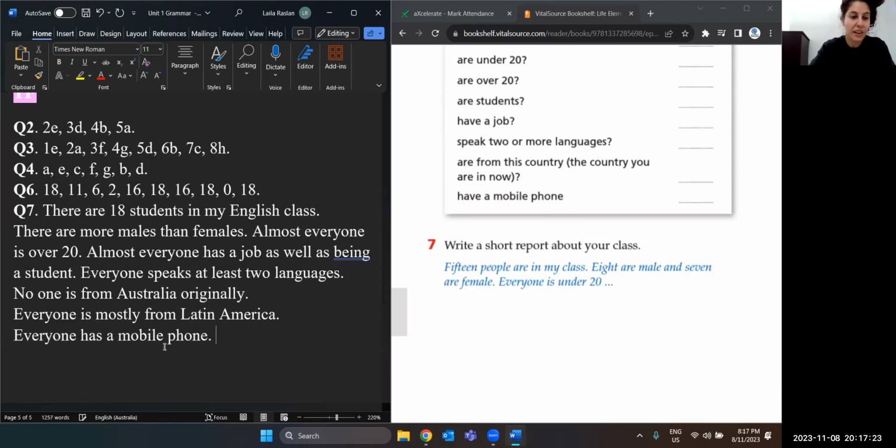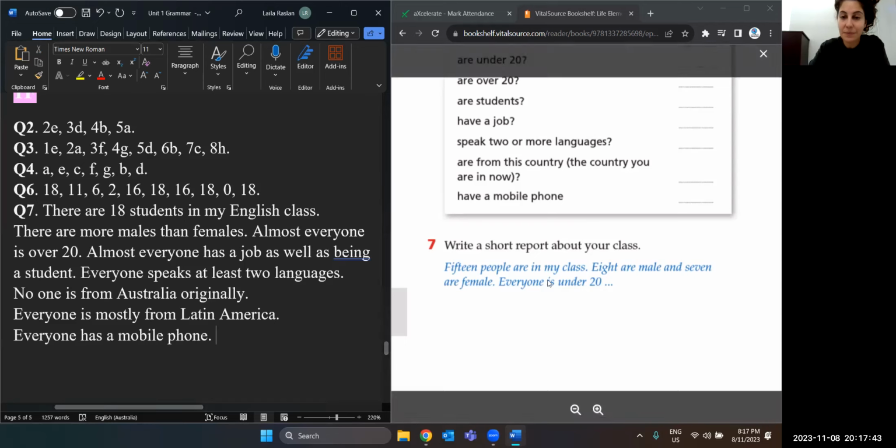So everyone has a mobile phone. If you want, everyone owns. That means that they buy it, it's theirs. They've bought it, it's theirs. So everyone owns a mobile phone. Or let's practice the have. So everyone has. Any other ways? Online, did you guys want to write any other sentence differently?